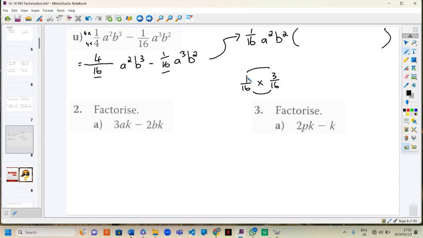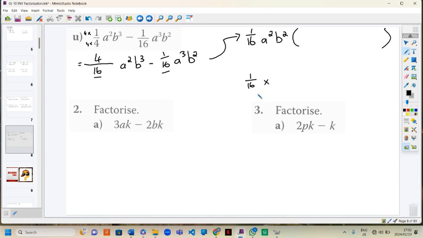What is 1 times 3? That's 3. And what is 16 times 16? I know that's going to be way too big to give me 16. 16 times 16 is not 16, so it can't be that. Can't be 3 over 16. So 1 over 16.